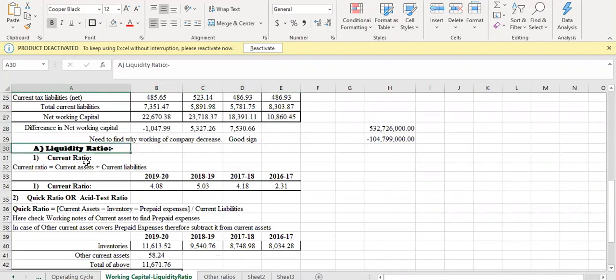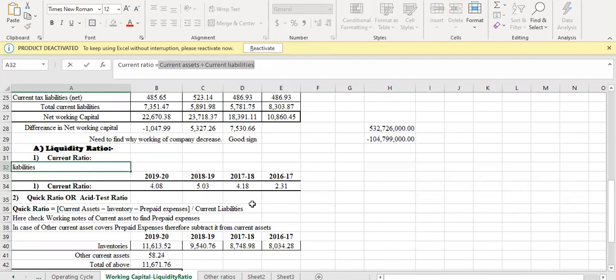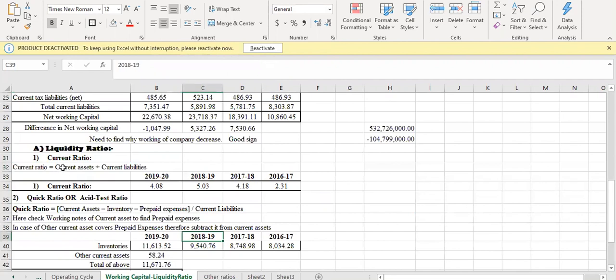In this liquidity ratio we have two types of ratio. One is a current ratio, the second one is a quick ratio. In the current ratio, we compare current assets and current liabilities. We want to see how many current assets there are in an organization and how many current liabilities there are, and what the proportion is. That's why we divide current assets by current liabilities. So for the 5 years you have to calculate this current ratio and write an interpretation.